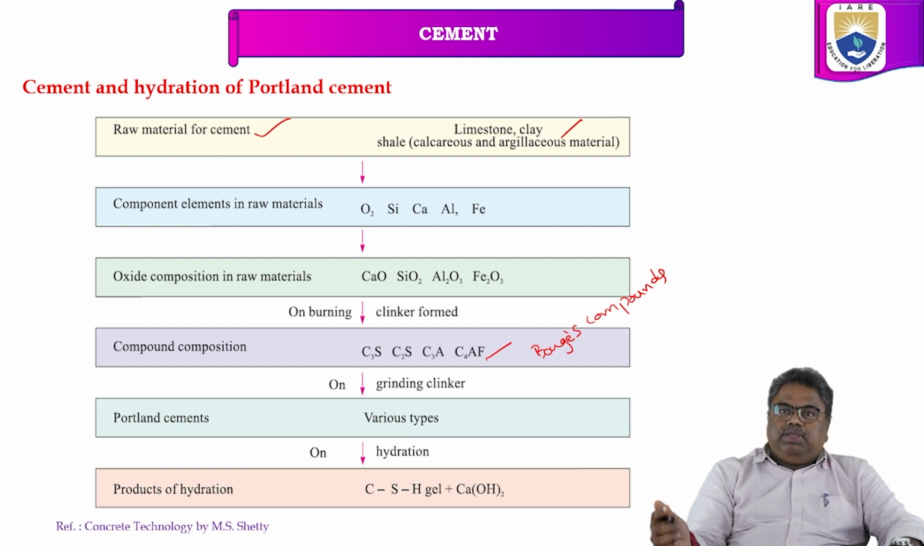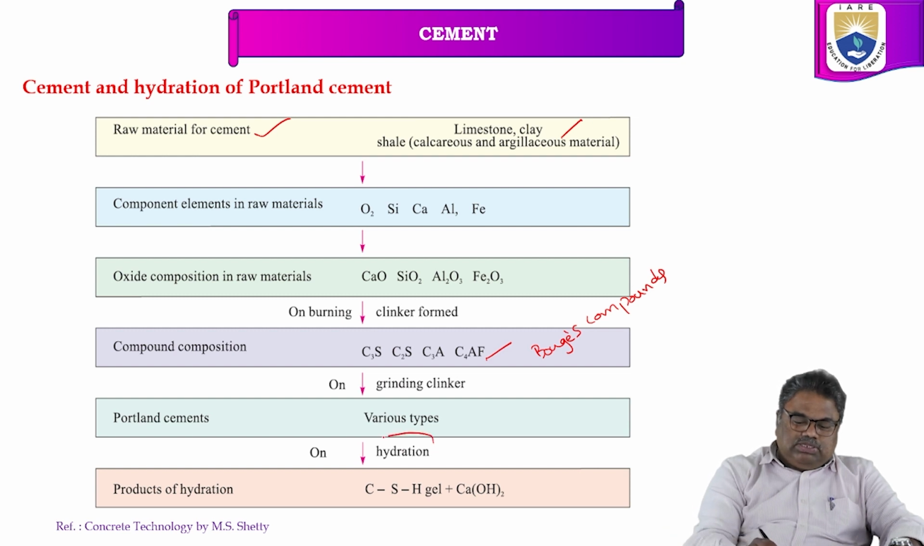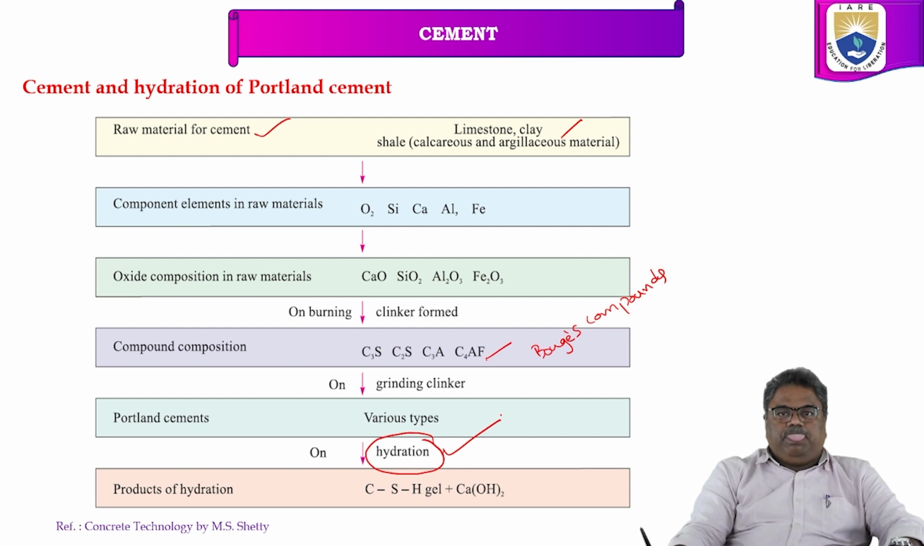When we mix Portland cement with water, this is the major part of the process: the hydration process will start. Upon completion of the hydration process, you will get CSH gel and calcium hydroxide.